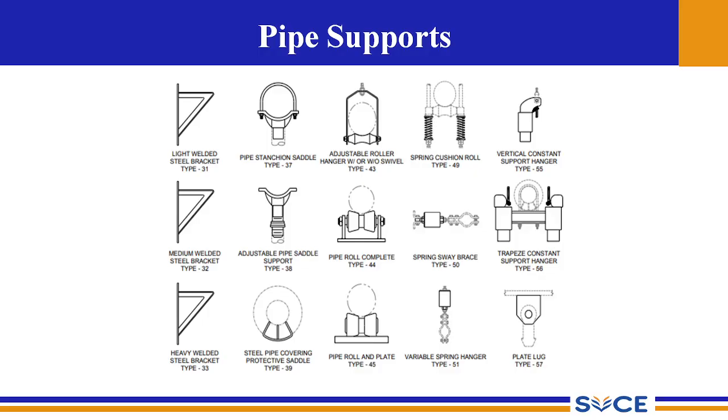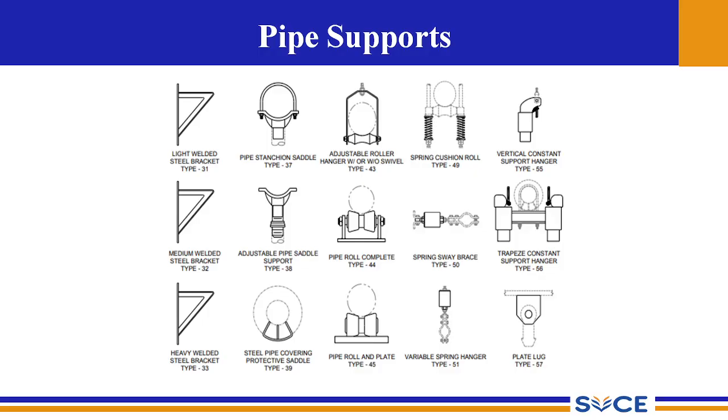Then type 46 is adjustable pipe roll and base. This is a device to support horizontal piping having axial movement from the bottom part, that is from beneath the pipeline, and here the vertical adjustments need to be provided. For the adjustable pipe roll and base, it is used to support the horizontal piping with a lot of axial movement, and also it requires vertical adjustment.